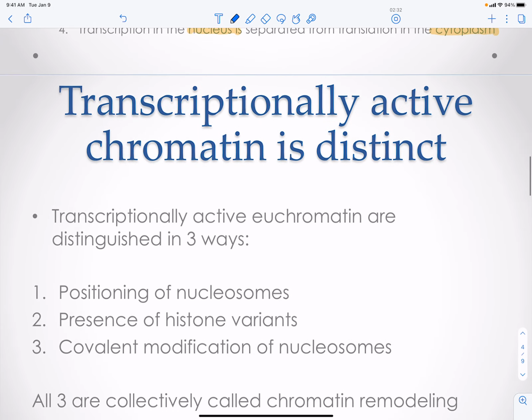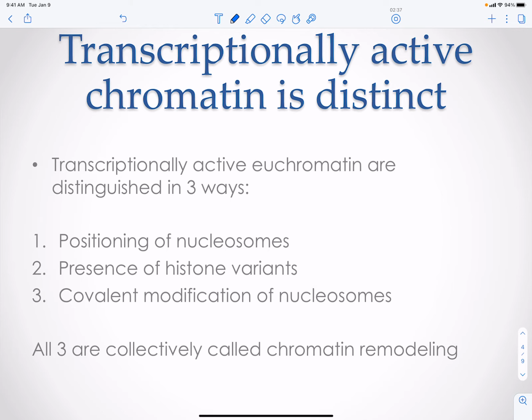Now, active chromatin, transcriptionally active chromatin, the euchromatin, have 3 different things that make them active. One is the positioning of those nucleosomes. So the presence of your histones and the different histone variants, as well as different covalent modifications in these structures. So all 3 of these, the nucleosome positioning, covalent modifications, and histone modifications, are all referred to as chromatin remodeling.